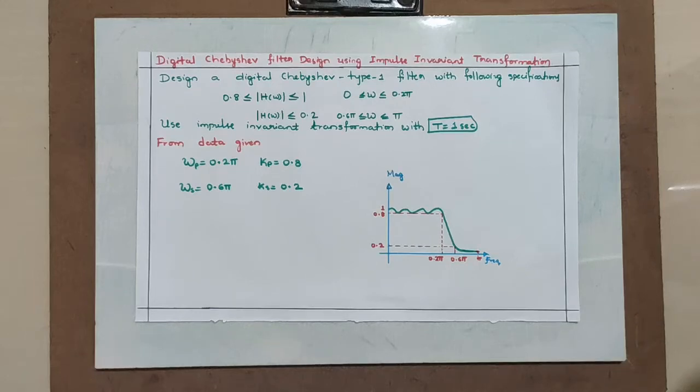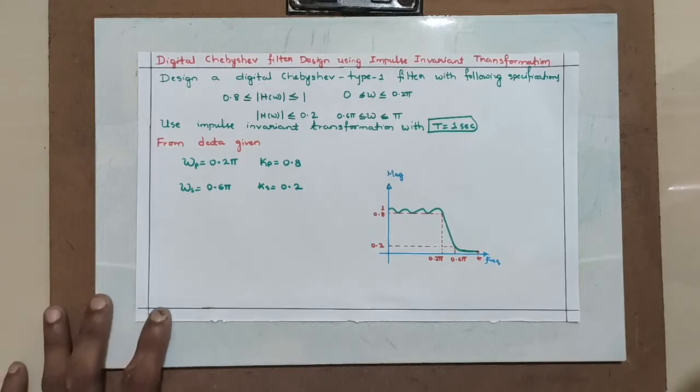Hello students, in this video session I will be solving a numerical example for digital Chebyshev filter design using impulse invariant transformation. Okay, let us understand the example first. Design a digital Chebyshev type 1 filter with following specifications.